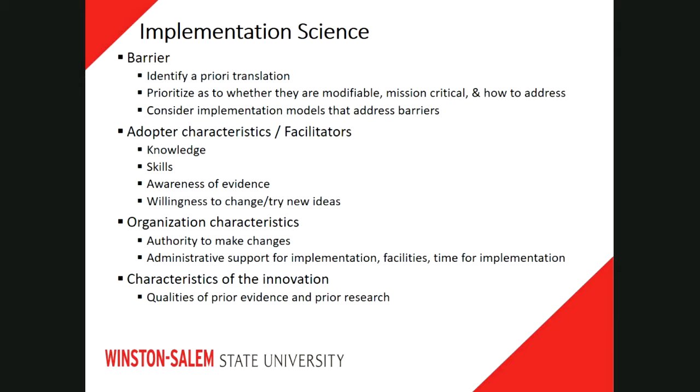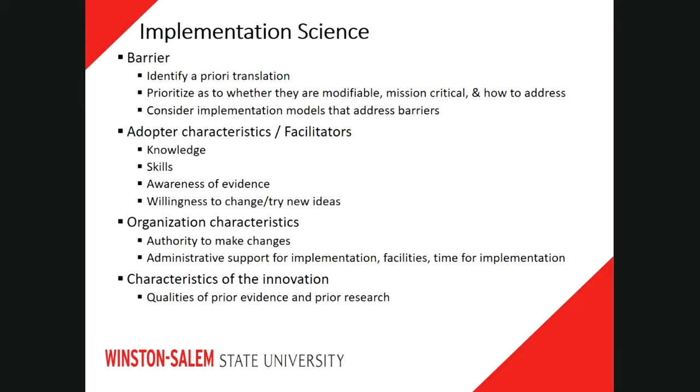You want to identify those barriers and prioritize. Is it modifiable? Is it mission critical? And how am I going to address it? So when you identify challenges, granted, you could go through and identify 100, but 100 is not realistic or feasible that you're going to be able to address. So again, which ones are mission critical? And you also want to consider implementation models that allow that opportunity to address barriers.